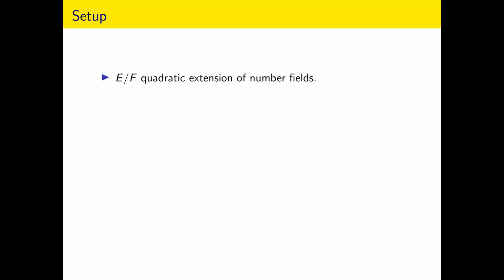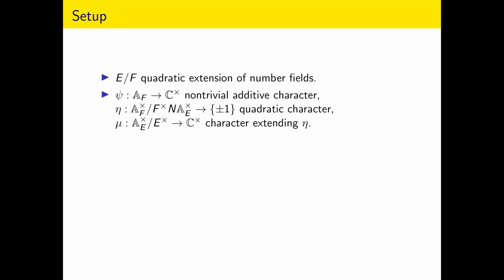So now let's get back to the general setup. The goal of this whole lecture is going to be on the Fourier-Jacobi period on unitary groups. So we're going to introduce a bunch of objects. We have E over F, which is a quadratic extension of number fields. We have a bunch of characters. We need a non-trivial additive character. We have a quadratic character associated to this field extension.